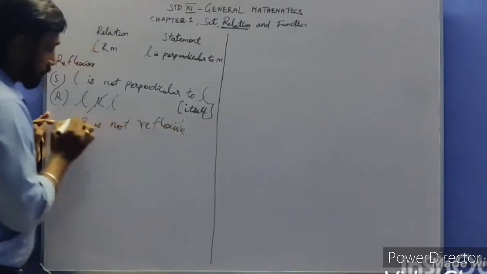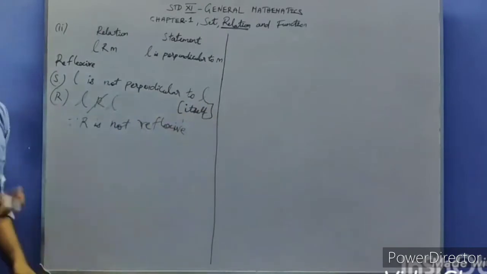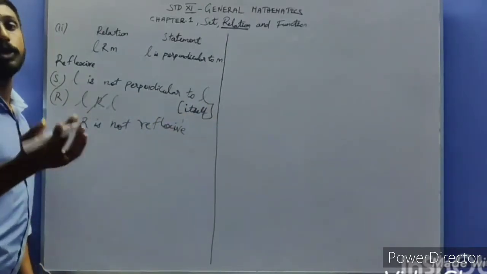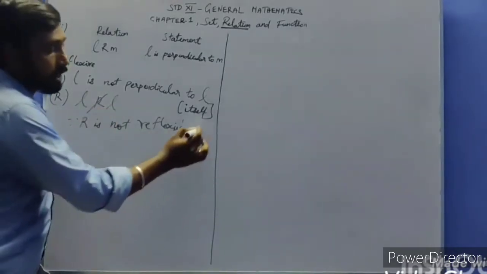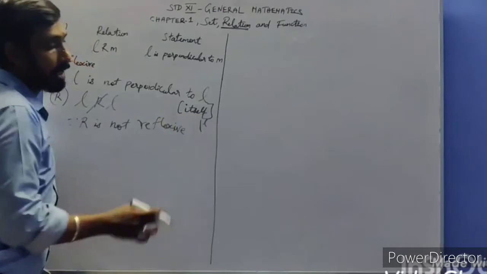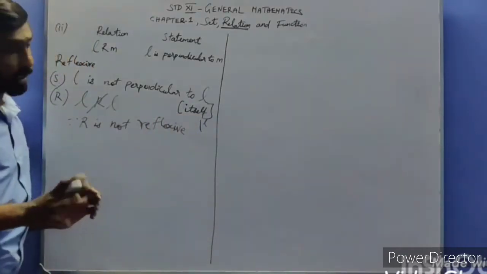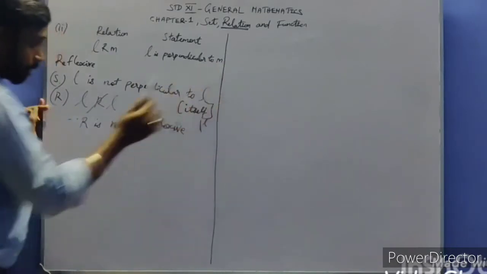Understand? L is not perpendicular to L because L is not perpendicular to itself. L is not related to L because L will look like this here. L goes in a straight line. L is not perpendicular to L because in the question, L is perpendicular to M.